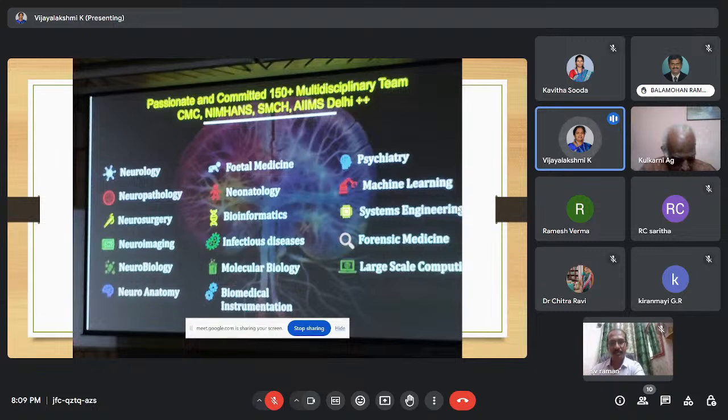And here, these are the different areas: a passionate and committed 150-plus multidisciplinary team from CMC, NIMHANS, SMCH, AIIMS Delhi. These are the areas where there is scope for neuroscience studies, like neurology, neuropathology, neurosurgery, neuroimaging, neurobiology, neuroanatomy, fetal medicine, biomedical instrumentation, psychiatry, machine learning, systems engineering, forensic medicine. These are the fields that demand neuroscience knowledge, and still there is scope for this.